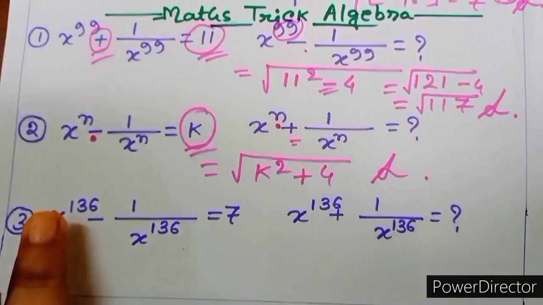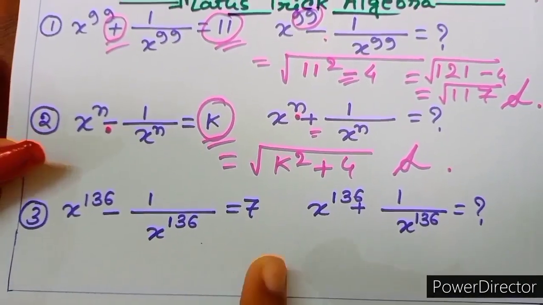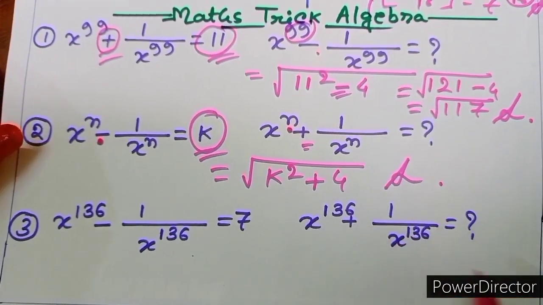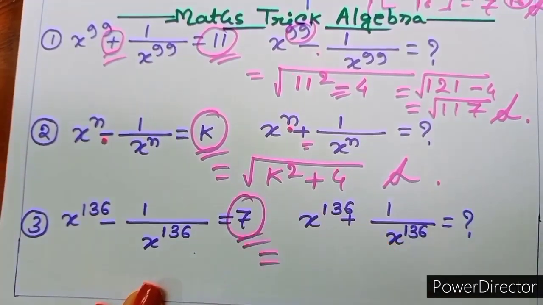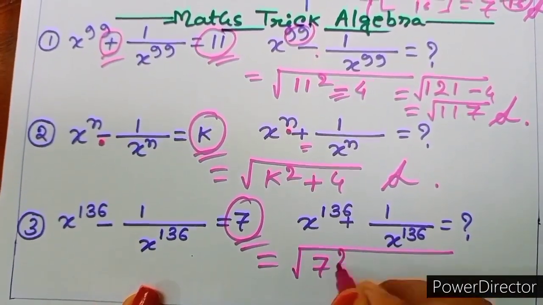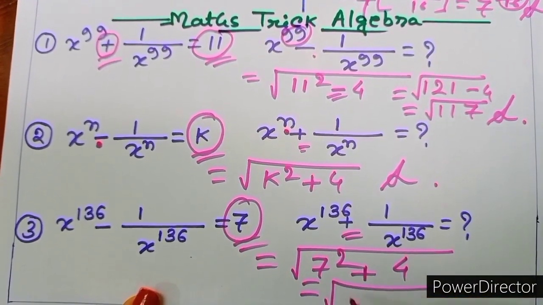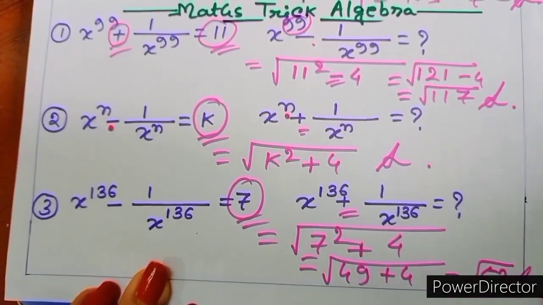Next question. x to the power 136 minus 1 by x to the power 136 equal to 7. Then find the value of x to the power 136 plus 1 by x to the power 136. What is the value? Just here 7. So root of 7 square plus 4, means root over 49 plus 4 equal to root over 53. So root 53 is the answer.